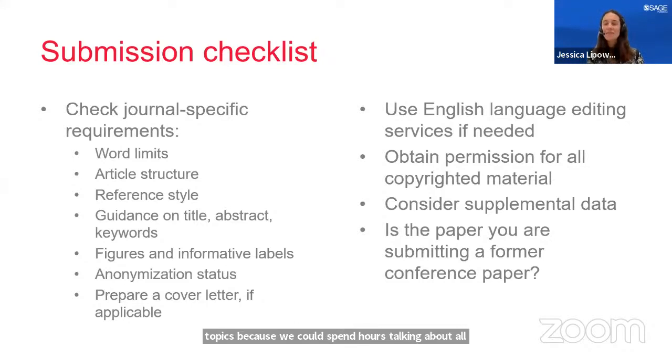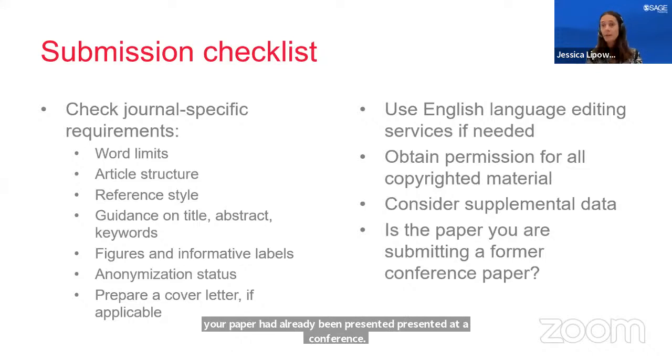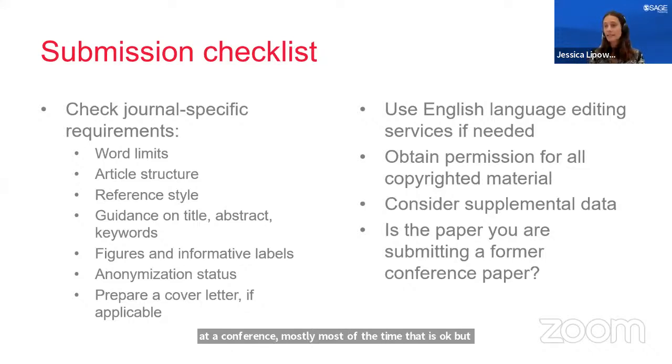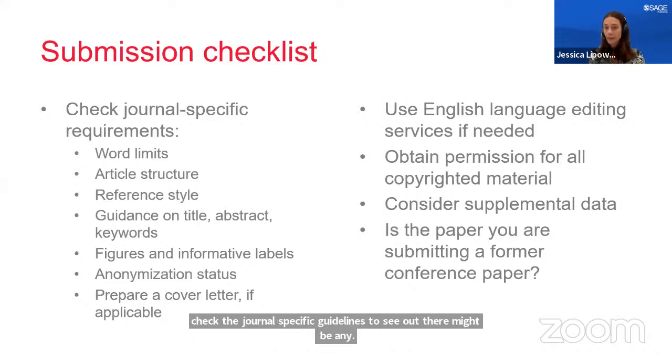So as we've also mentioned, you might want to rely on an editor, a mentor, or an English language service as needed to help with formatting or editing, like our Sage author services. Consider supplemental material, like Jen mentioned, as well as make sure you've obtained all appropriate permissions on any copyrighted material, if applicable. Perhaps your paper had already been presented at a conference. Most of the time that is okay, but check the journal's specific guidelines to see if there might be any challenges with that.